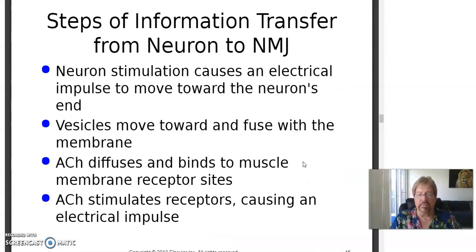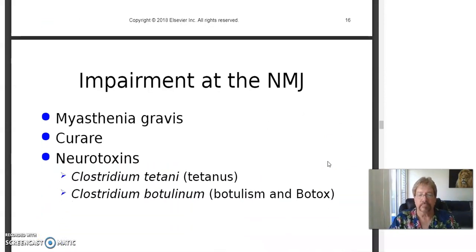Okay, neuron stimulation causes an electrical impulse to move to the neuron's end. Vesicles move forward and fuse with the membrane. Acetylcholine diffuses and binds to muscle membrane receptor sites on the other side of the synapse. Acetylcholine stimulates receptors, causing an electrical impulse and making the muscles go boing.